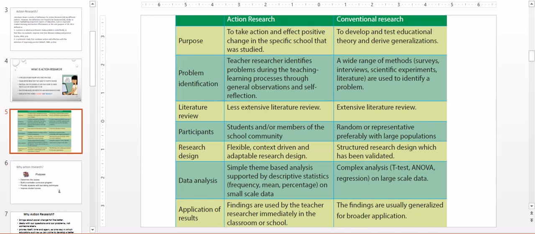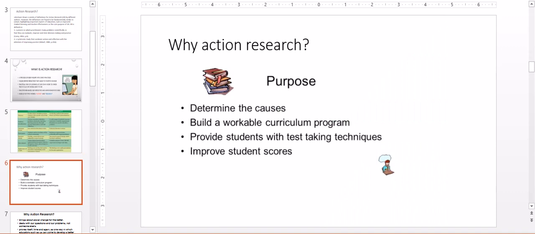Applications of a result: findings are used by the teacher-researcher immediately in the classroom for practice. Findings are usually generalized for broader applications, mostly for decision making at a higher level. So, the purpose of action research is to determine the very cause of the problem.